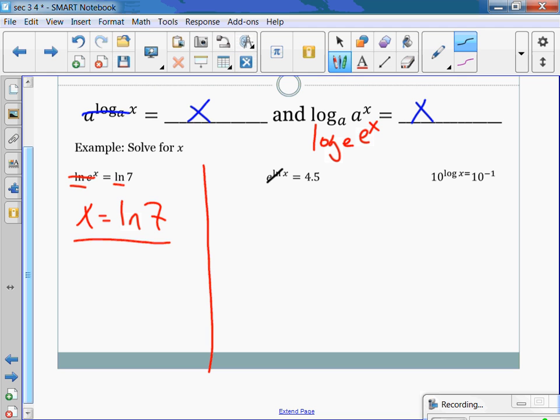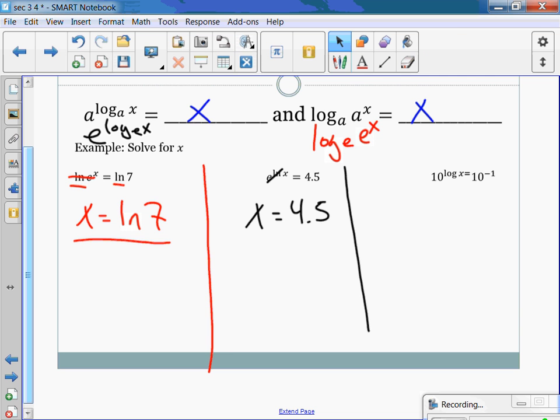Because again, just like right over here, instead of having a's, I have my e's. But again, we don't write down log e, we write down natural log. So in this case, we come up with x equals 4.5.